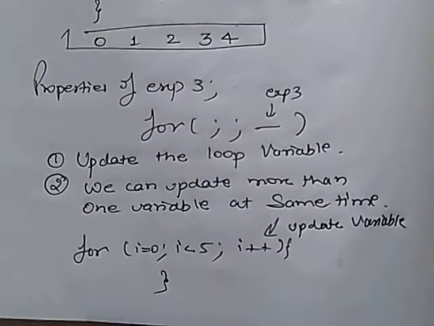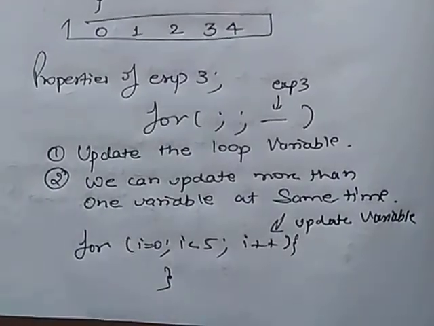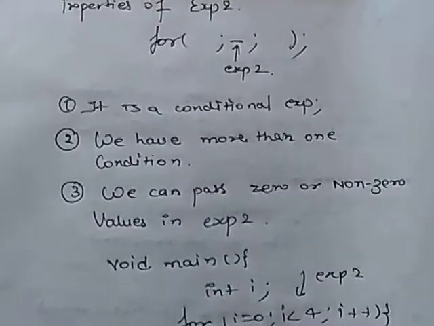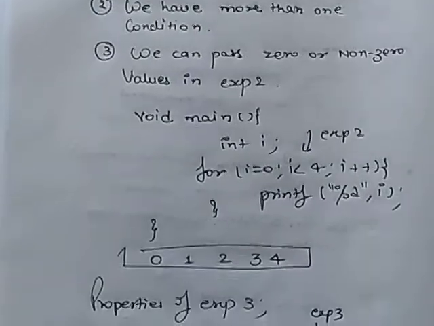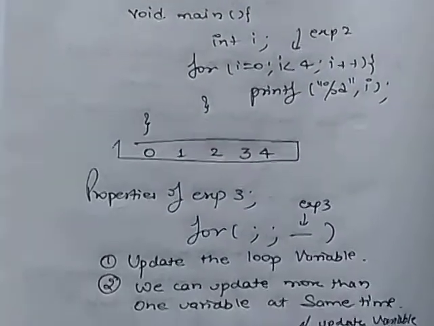Now these are the most important properties of expression 2 and expression 3. So the advantage of the for loop is that it can use multiple expressions.